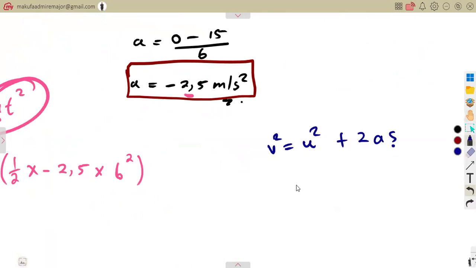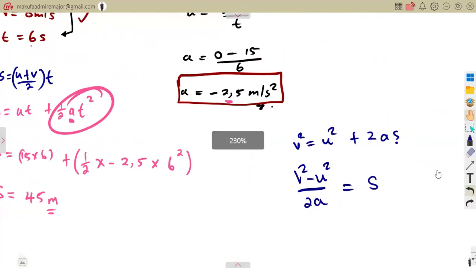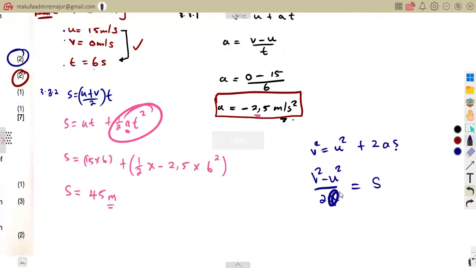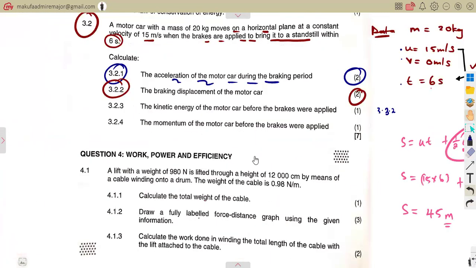You can make s the subject. So that's v squared minus u squared, you divide by 2a. So divide by 2a, that is s. So you substitute again. You're going to get your s, which is the same answer, provided that the a is used as a negative, as it is. So I want you to use these formulas, prove that it is the same answer. Not like you've got one formula. No, there's so many formulas.